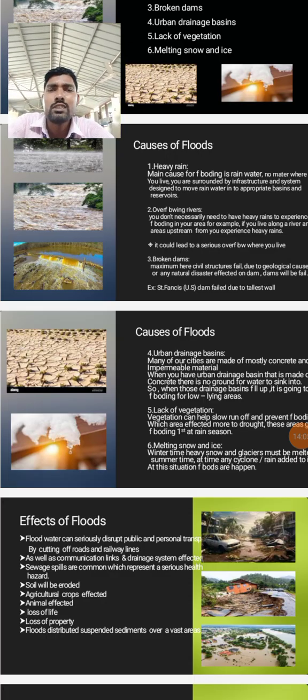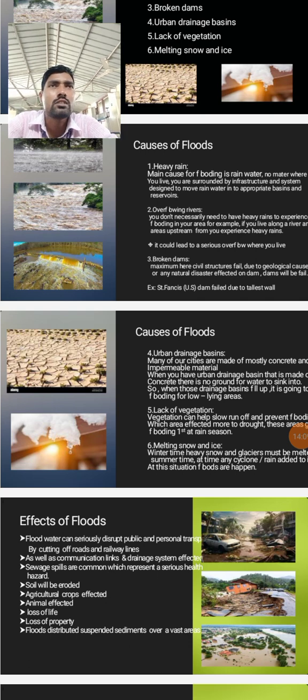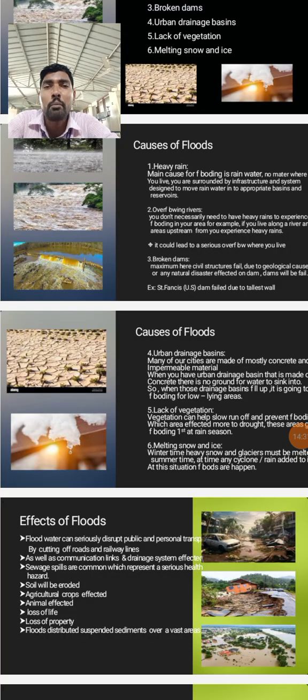And the third one is broken dams. Here the main cause is civil structure failure. The design may fail, the cost estimation may fail, or we may not be able to maintain proper quality and quantity, and in that case the dam will fail. What is a dam? It is nothing but a civil structure across the river. For flood control, we make a civil structure near the river, and that is called a dam.